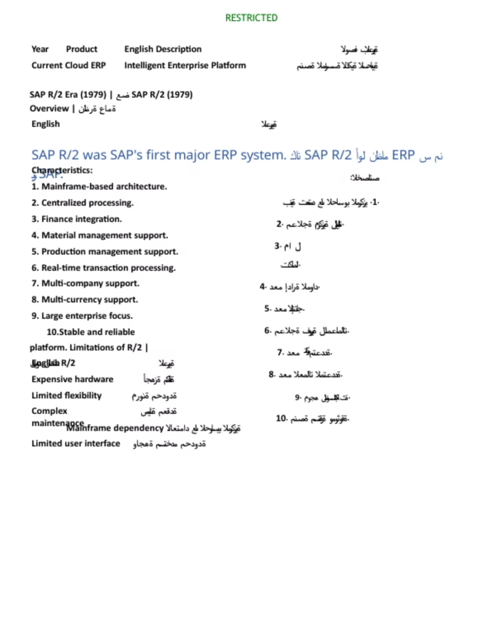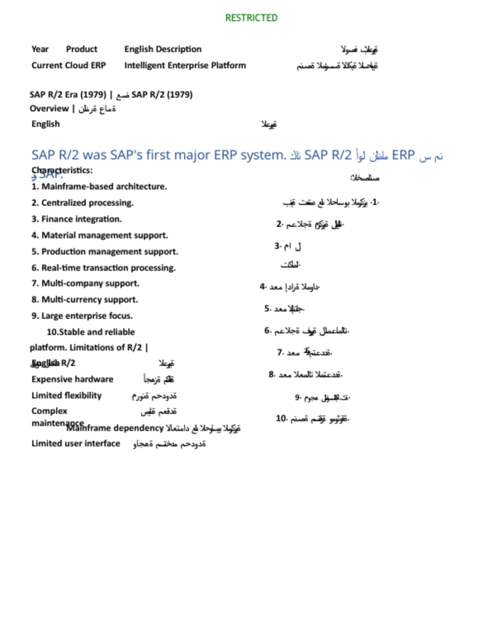Let's take a look at SAP R2, the very first major ERP system from SAP, launched back in 1979. It was built on a mainframe-based architecture, which meant centralized processing and a stable, reliable platform.